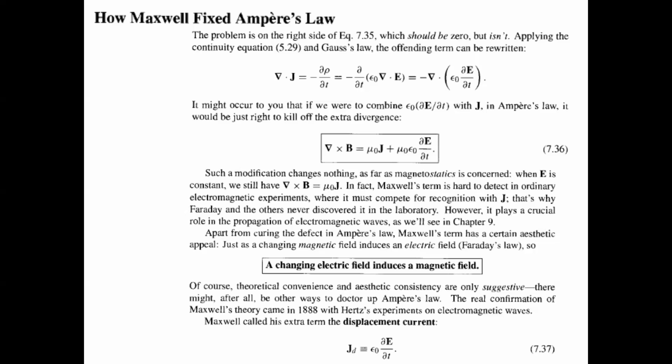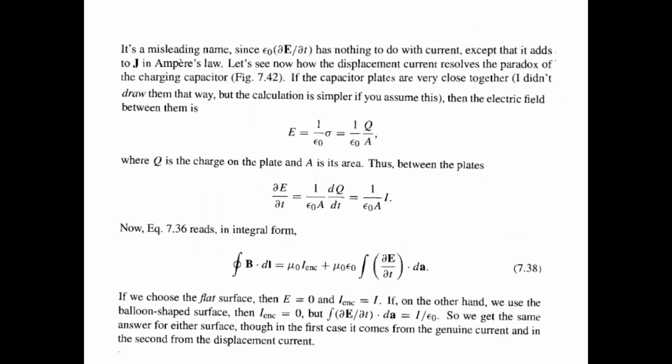Meanwhile, Maxwell called his extra term the displacement current. So curl of B equals μ0 J plus μ0 ε0 ∂E/∂t becomes your new Ampere's law. And the extra term, which is J_D, the displacement current, is ε0 ∂E/∂t, and that saves this equation. The name is misleading because this term has nothing to do with current, except that it adds up with J in Ampere's law.